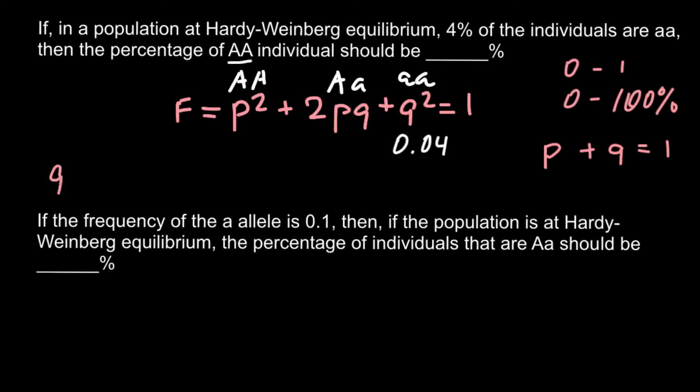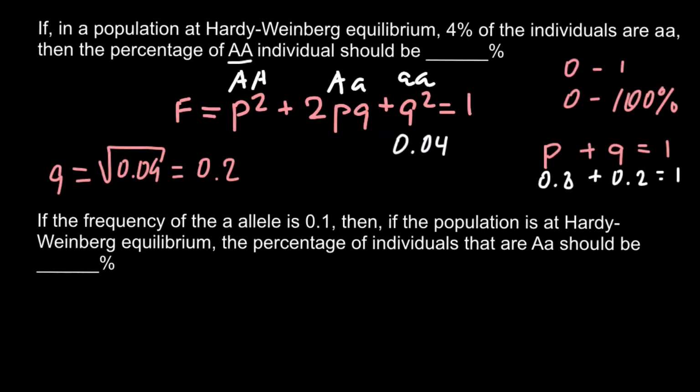So q would equal the square root of 0.04, and this would give us q equal to 0.2. Now when we know q is 0.2, we can easily find p. That is going to be 0.8. If we add these two numbers we get 1. So now we know the frequency of allele P, which stands for the dominant allele A, and Q stands for the recessive allele a in our formula.